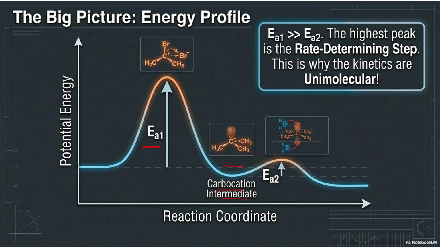Let's see the other hump, at EA2. This is a small activation energy. Why is this small? Because the opposite charges are obviously attacking each other, and the formation of a new bond will release energy. So this activation energy is very small. So EA1 is always very much higher than EA2, and you know the reason.